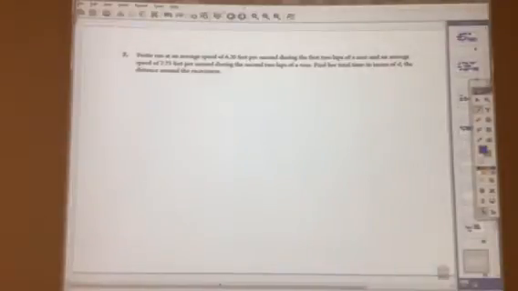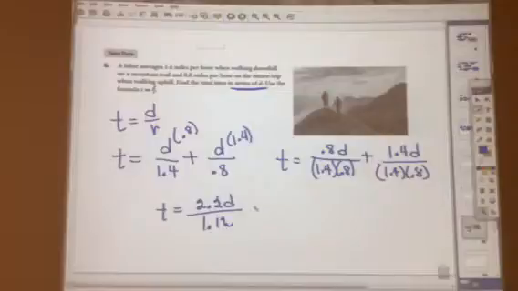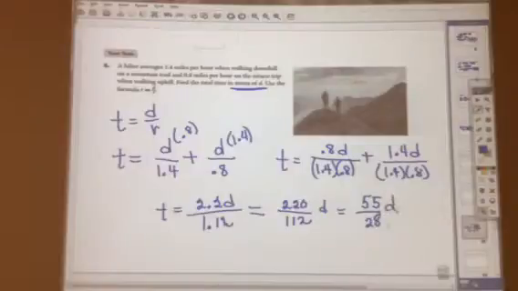Let's go back to that problem. We could simplify that. If we move this decimal over, that would be 220 over 112D. And then I would need to reduce that to 55 over 28D. Do not leave it as decimals. Go ahead and get rid of the decimals.